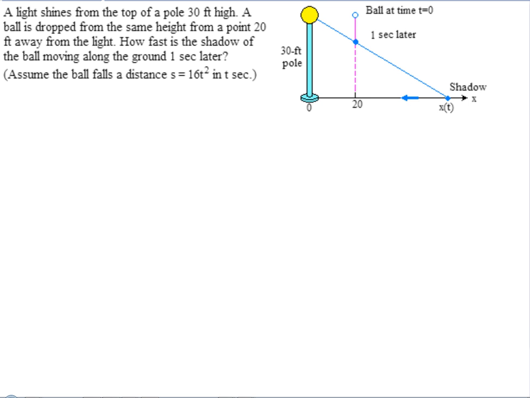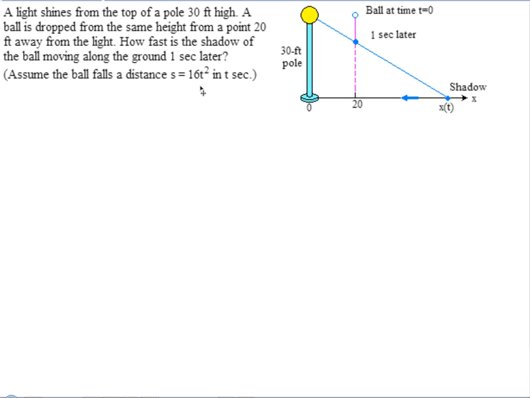So we've got a light shining from the top of a lamppost, a 30-foot lamppost. A ball is dropped from the same height from a point 20 feet away from the light. Okay. How fast is the shadow of the ball moving along the ground 1 second later? Okay. So this actually involves a little physics equation, right? Okay, it's no big deal.